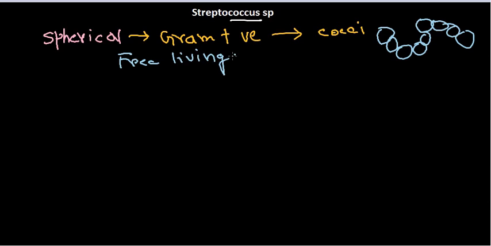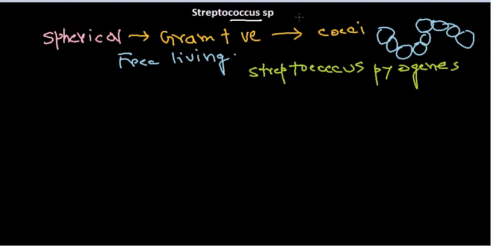Now among the Streptococcus there are certain species which are very important. One of the most important species among all is Streptococcus pyogenes. This is going to cause severe diseases in human beings. So that's why this is medically important.